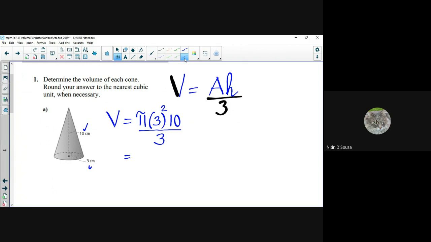And that will give us 30 pi, which to the nearest cubic unit is 94 centimeters cubed.